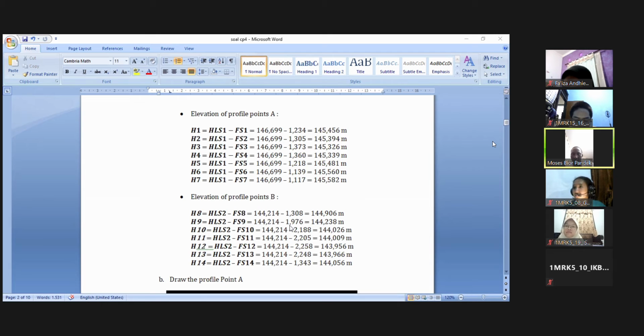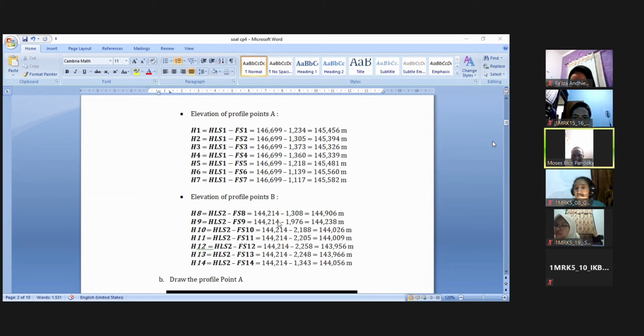Now to calculate the elevations of profile points, we start with the elevation at point 1. The elevation at point 1 will be the elevation of line of sight 1 minus the foresight at point 1. So it will give us something like 145.456 meters.